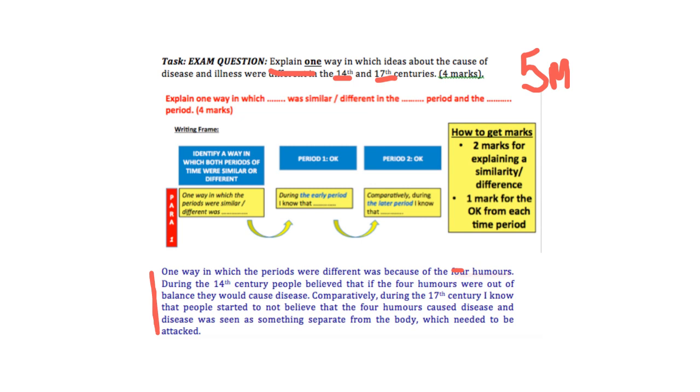However, comparatively, during the 17th century, people started not to believe that the 4 humours caused disease, and disease was seen as something separate from the body which needed to be attacked. And that's because, when we see this later on, lots of pandemics such as the Great Plague, smallpox and syphilis were starting to discredit the 4 humours, and the 4 humours couldn't explain or adequately provide treatments to address these issues. But you don't need to add that.